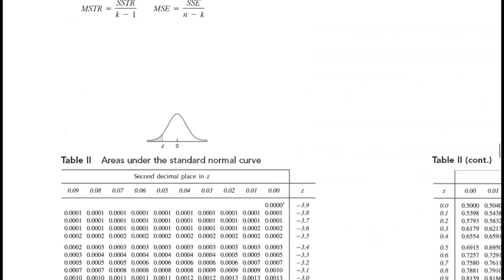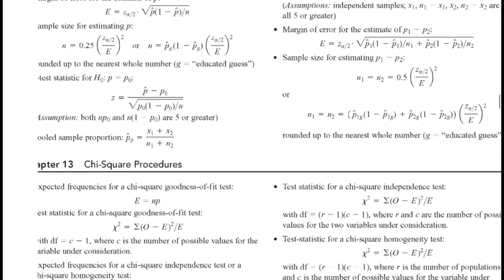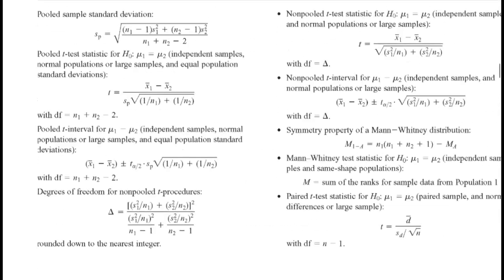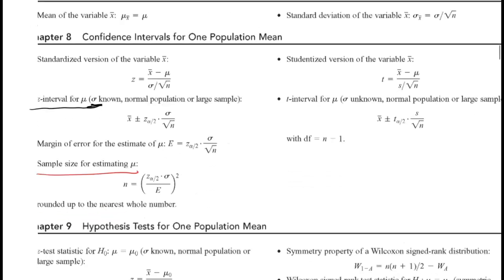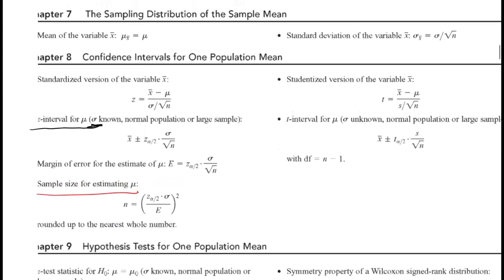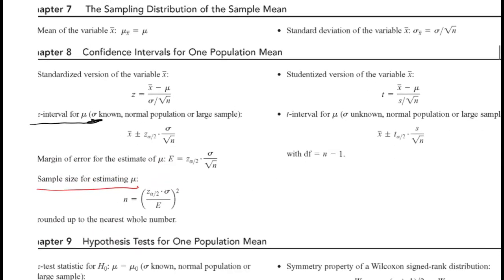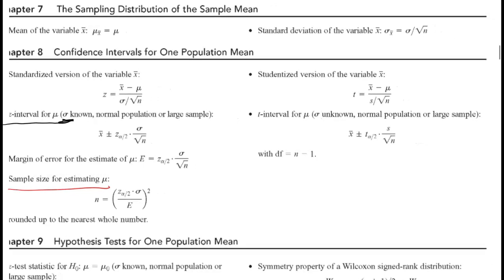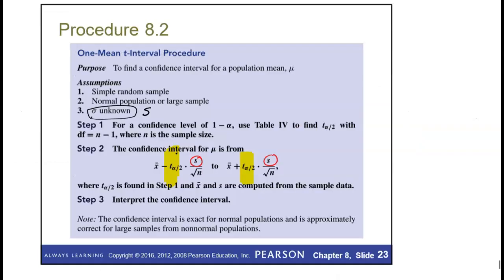Let's look back at the formula sheet itself. I'm going to scroll up, go to chapter 8. There it is. Okay. And the formula sheet is very clear. Use a Z interval for mu when sigma is known. And then over here, a T interval for mu when sigma is unknown. And there's your formula with the addition of the degrees of freedom. So you can find it quite easily on your sheet.